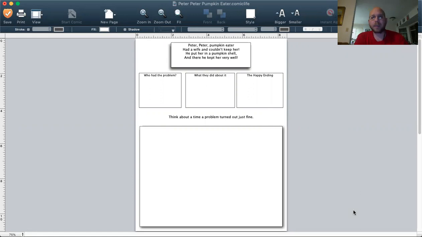And it goes like this. Peter, Peter, pumpkin eater, had a wife and couldn't keep her. He put her in a pumpkin shell, and there he kept her very well.